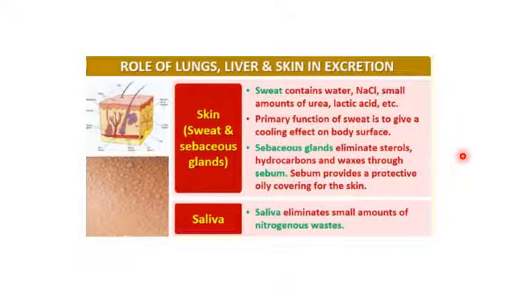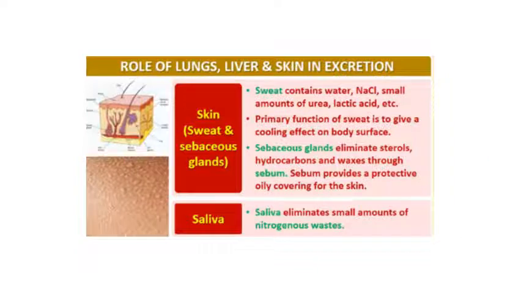Skin contains water, sodium chloride, small amounts of urea, lactic acid, etc. The primary function of sweat is to give a cooling effect on the body surface. Sebaceous glands eliminate sterols, hydrocarbons, and waxes through sebum. Sebum provides a protective oily covering for the skin. The saliva eliminates small amount of nitrogenous waste also.